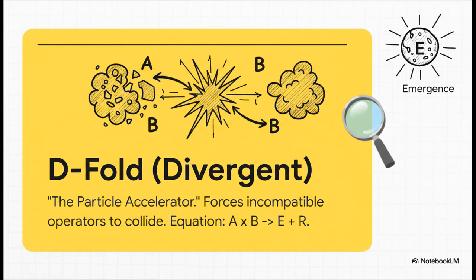But, and this is just as important, you also get R for remainder. That's all the stuff from the parent operators that got lost in the collision, that couldn't make the jump. And you have to document that remainder because it tells you exactly what was sacrificed to create the new thing.